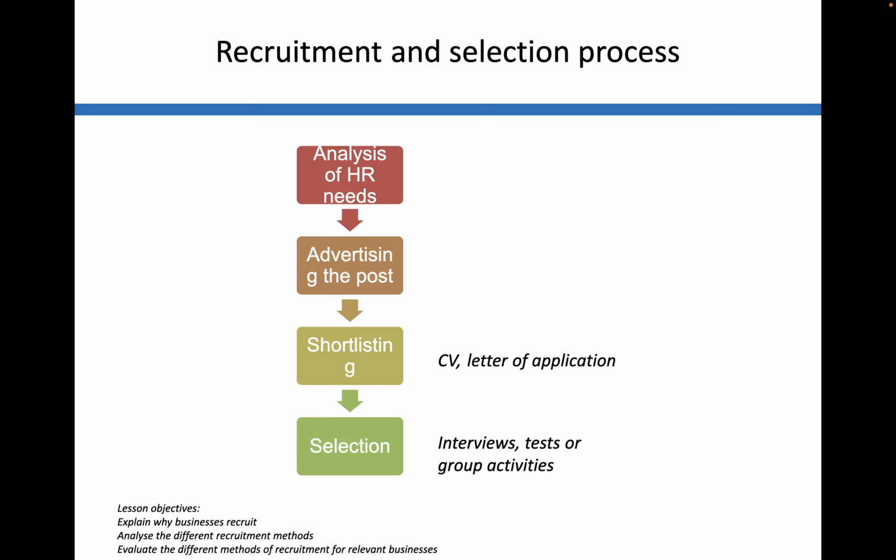So the recruitment and selection process looks a little bit like this. Don't get bogged down in knowing the specific bits, word for word, but this is generally how most businesses will recruit and select. So we have to analyse first, who do we need? How many people do we need? What types of people do we need? Once we figure that out and what roles we need, we would then advertise the post.